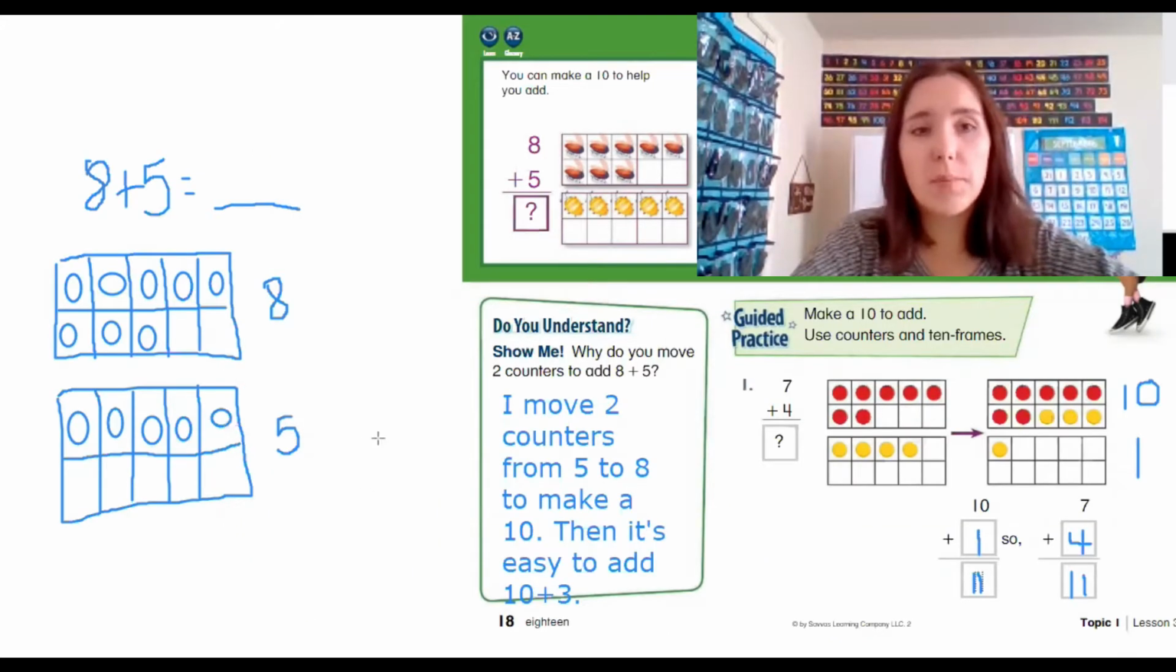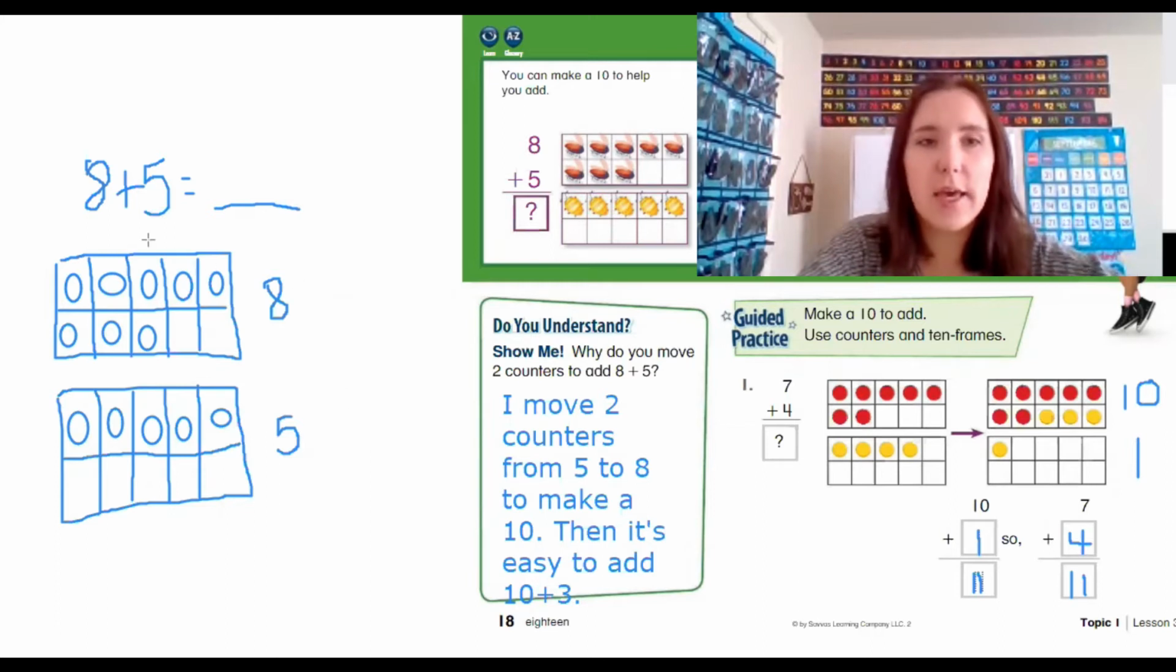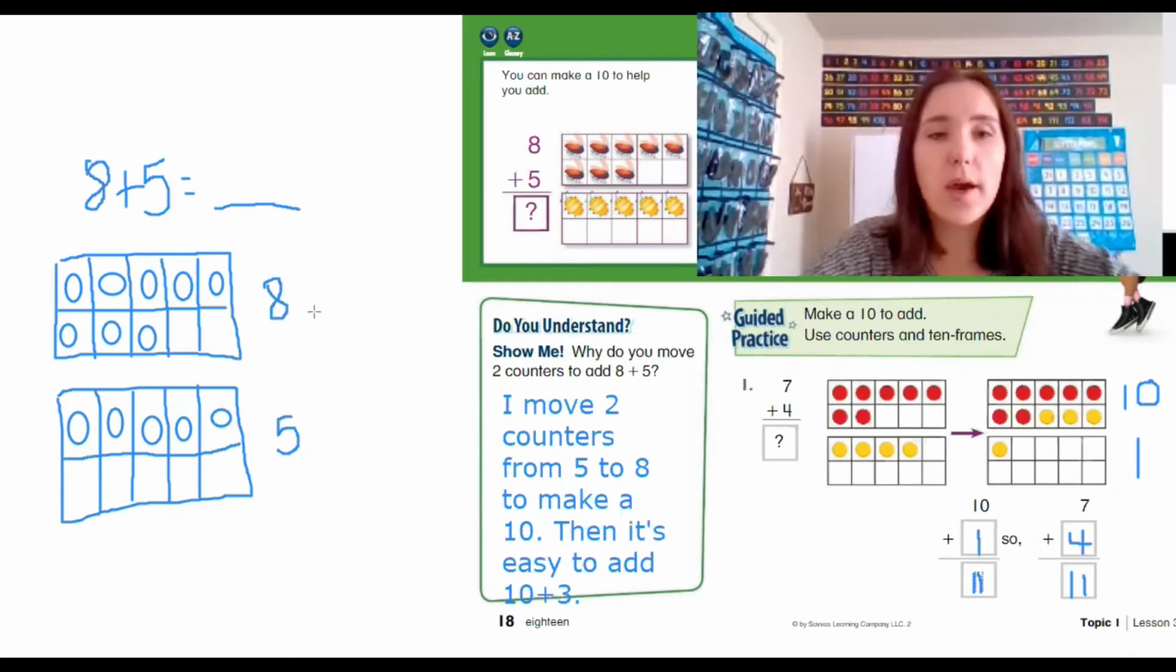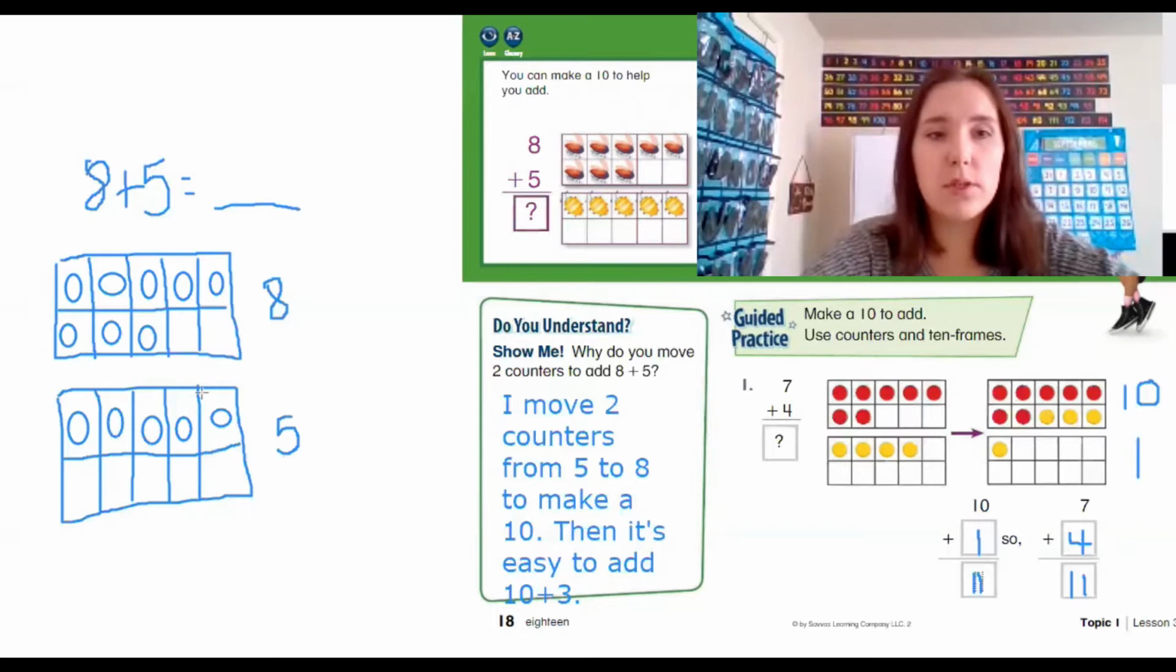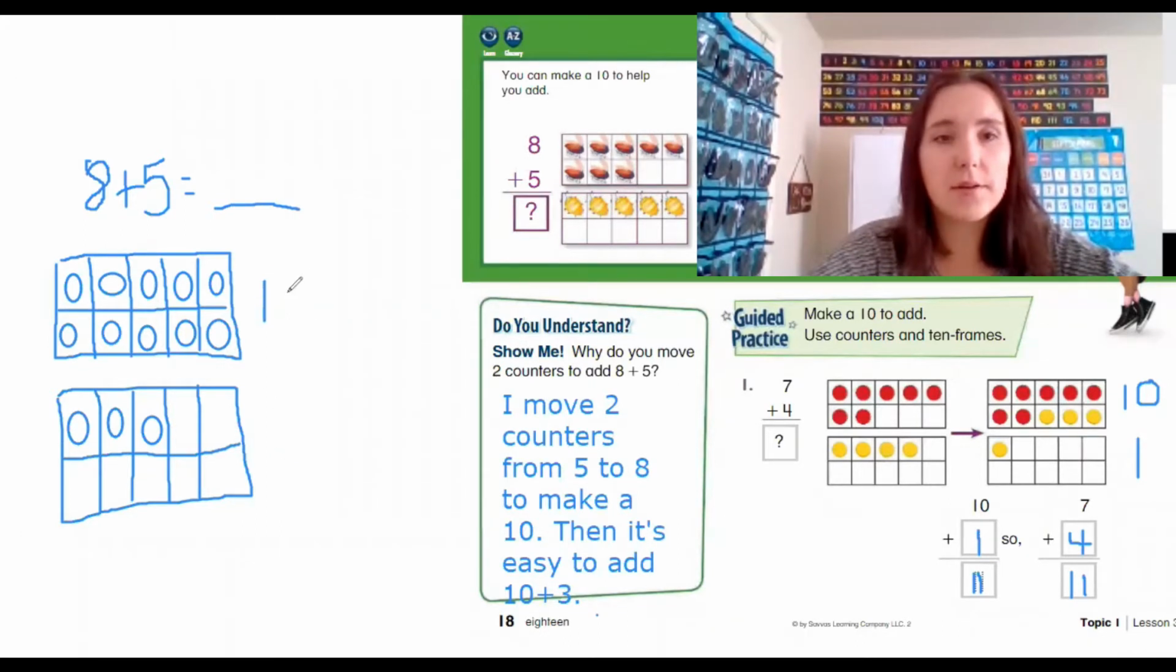Okay, so I drew a quick picture of our problem over here. It says 8 plus 5 equals. So I showed 8 in this 10 frame and I showed 5 in this 10 frame. Now we need to fill in the top 10 frame. So how many of these counters am I going to move to this top 10 frame to fill it in? 2. Good job. So I'm going to move 1, 2, and I have to get rid of these 2 down here. So now we have 10 plus 3.